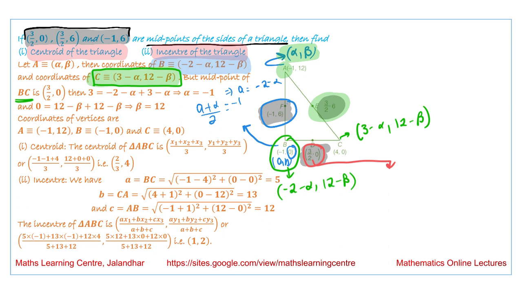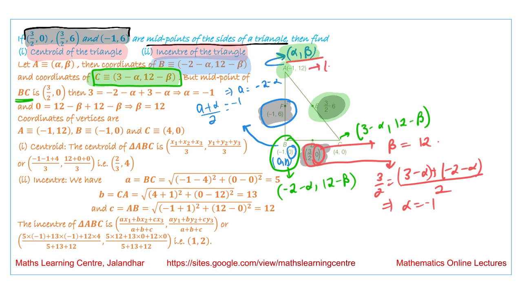So what we get from this is that 3 by 2 is equal to (3 minus alpha plus minus 2 minus alpha) by 2. When we solve this, we obtain alpha equal to minus 1. Similarly, for the y coordinate, we obtain beta equal to 12. So the coordinates of the point A are (minus 1, 12). By substituting the values, the coordinates of the point B are (minus 1, 0), and the coordinates of this point C are (4, 0).